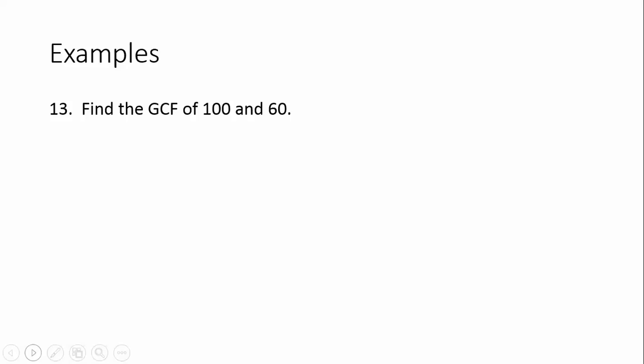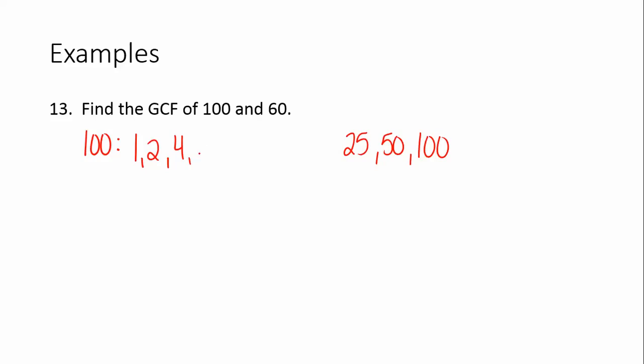So we want to find the greatest common factor of 100 and 60. The first thing I'm going to do is list the factors of 100. And once we get pretty good at this, we may not have to list them all out. But for 100, it's 1 and 100, 2 and 50, 4 and 25, 5 and 10. 100 is not divisible by 6, 7, 8, or 9. Then that brings us back to 10, so we know that we've found all the answers.